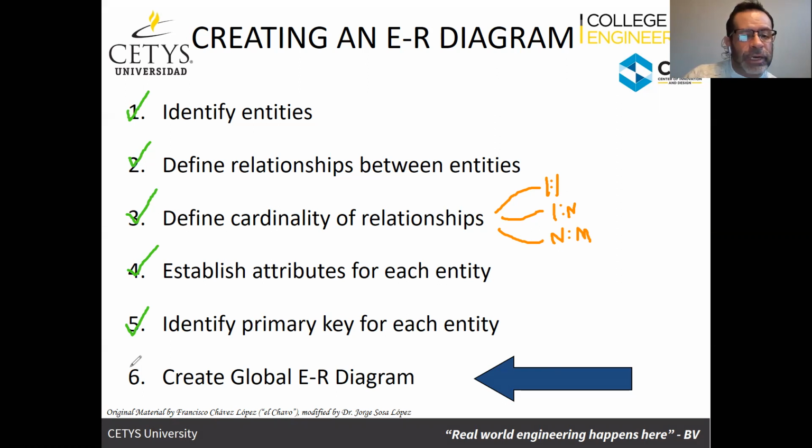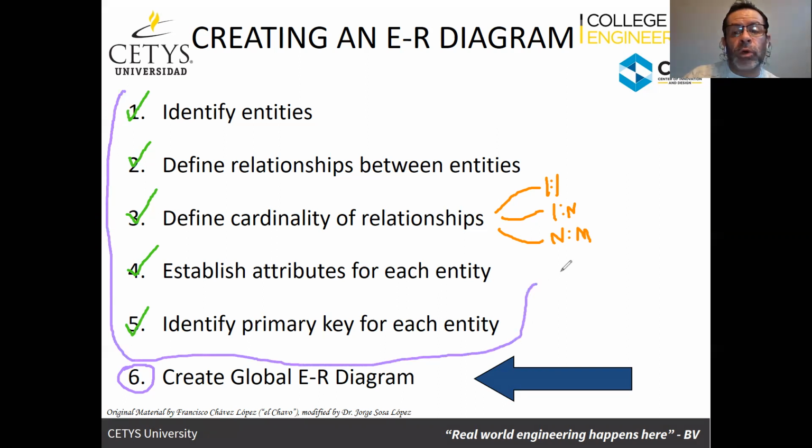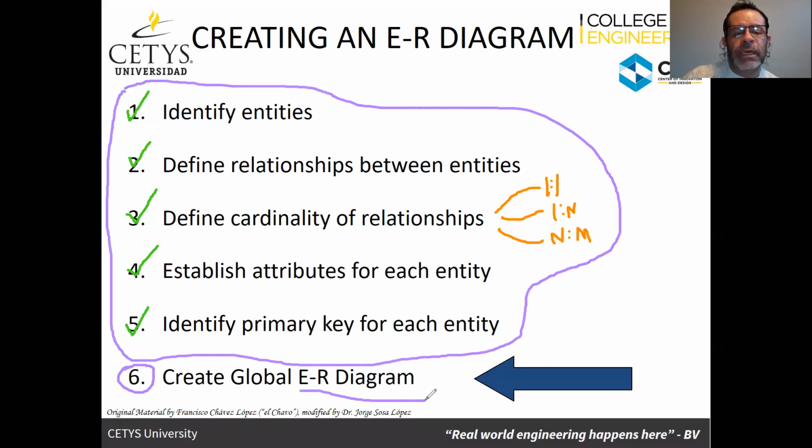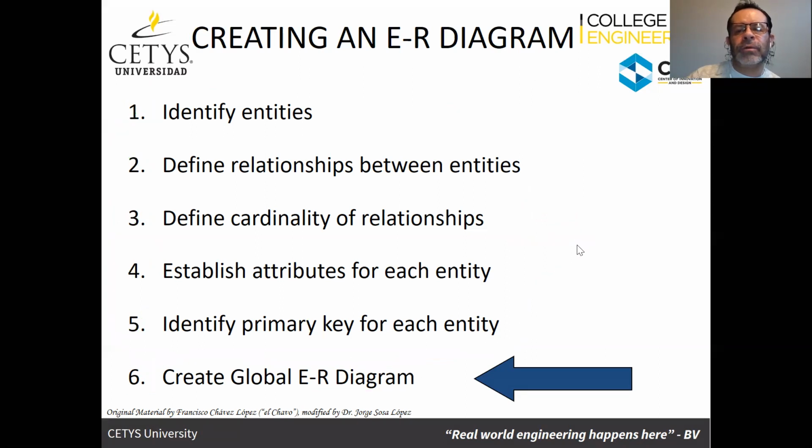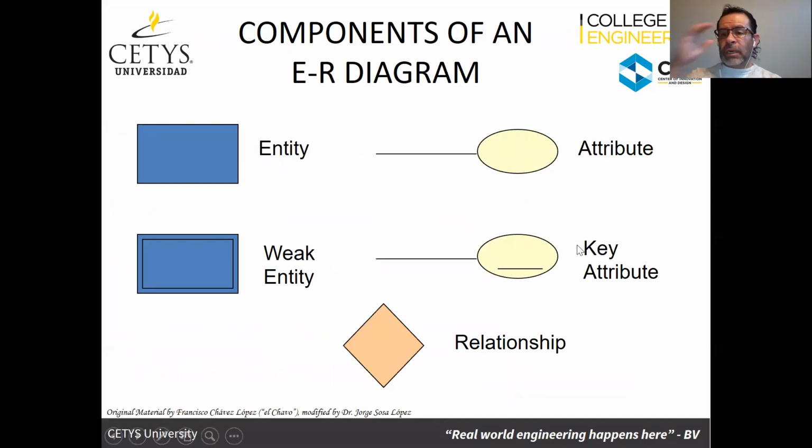And the last step is creating the ER diagram. The ER diagram is going to integrate all of these things into a visual representation of the system. And that's why it's called a diagram. ER means entity relationship, so it's going to be the entity relationship diagram. Let's see how that is created. The entity relationship diagram is going to have some symbology that we're going to be using.